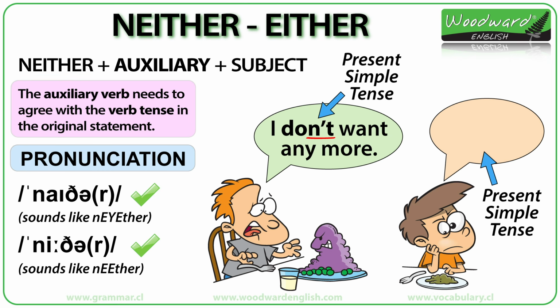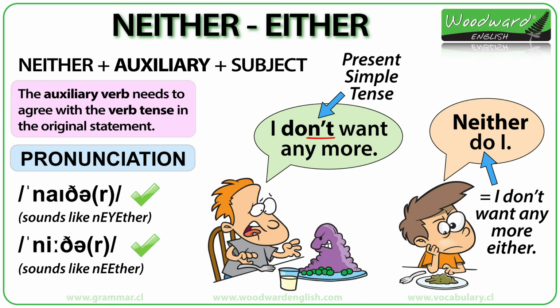Do we respond with neither want I? No, we don't. We do not respond with the same verb. We need to use an auxiliary verb. We say, neither do I. The auxiliary verb for the present simple tense is do or does. In this case, we use do because the subject is I. Neither do I.